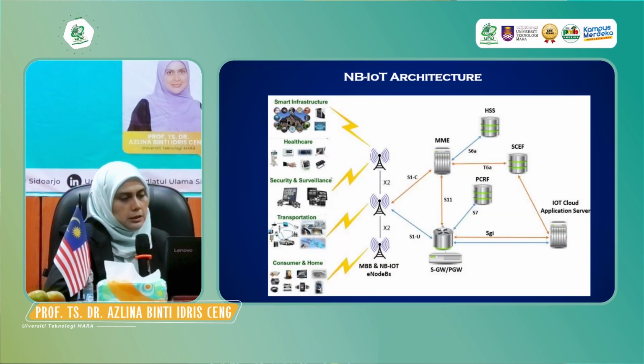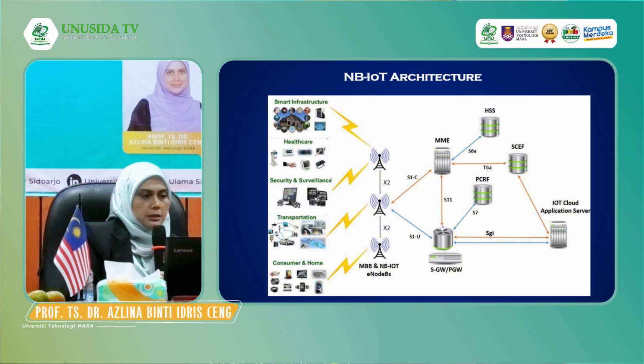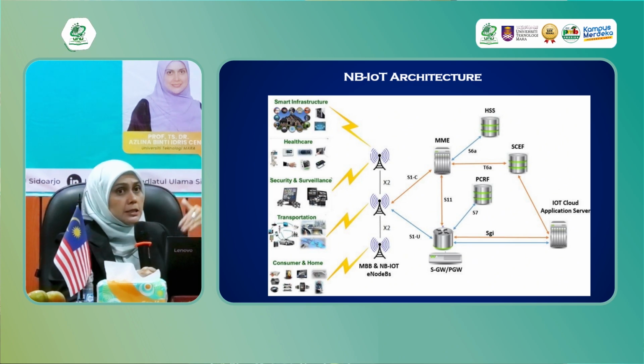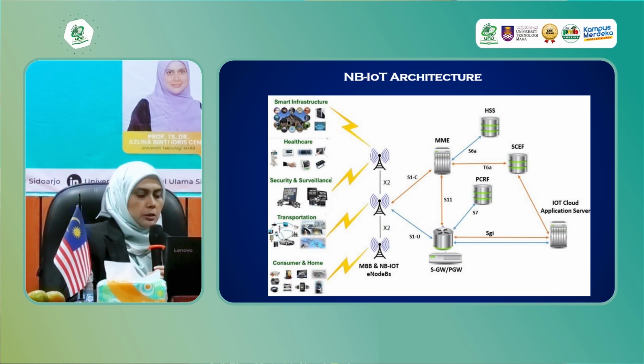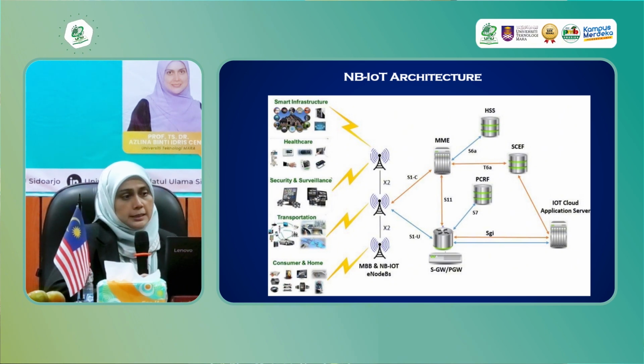So next, okay. So this is a narrowband IoT architecture. So it comes from smart infrastructure, healthcare, security and surveillance, transportation, consumer and home. So there are so many data transmitted at the same time. So you use NB-IoT, narrowband IoT, in nodes BSS, and it will pass through the MME and also the gateway. So this is the process until it will be received by the IoT cloud application server. You can see that over here, we use narrowband IoT architecture for different applications at the same time.